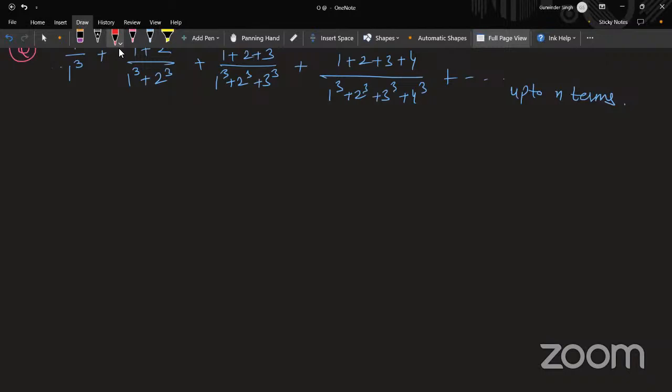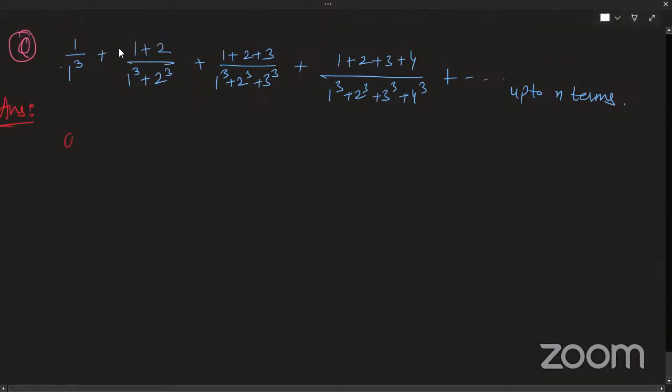So tell me, what will be its ith term? 1 plus 2 plus 3 till i. Correct. This will be the numerator. What about the denominator? 1 cube plus 2 cube plus 3 cube till i cube. Correct. So can you help me calculate the numerator and denominator?